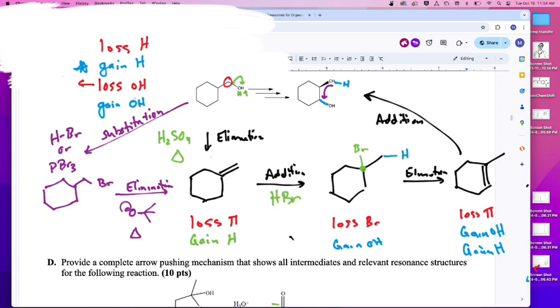Okay. It's placing the hydrogen and the bromine exactly where we want them. We don't need anything fancy. HBr works perfectly for that. What happens to the next one?